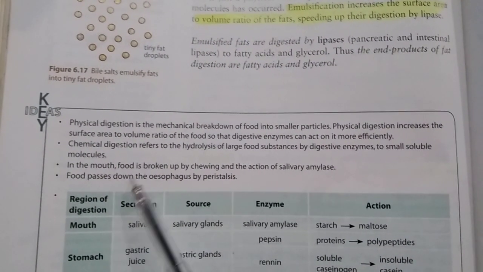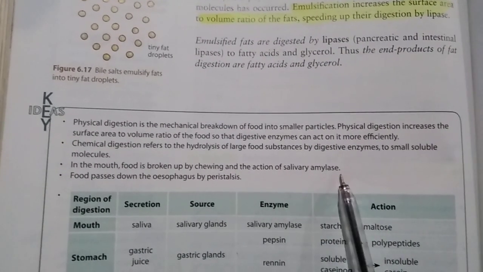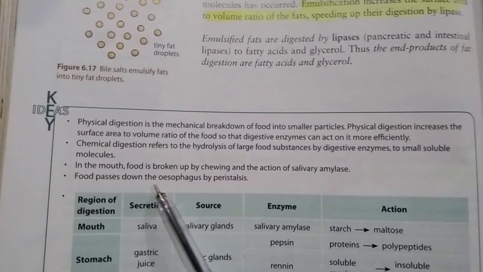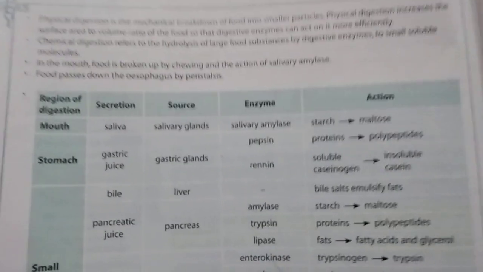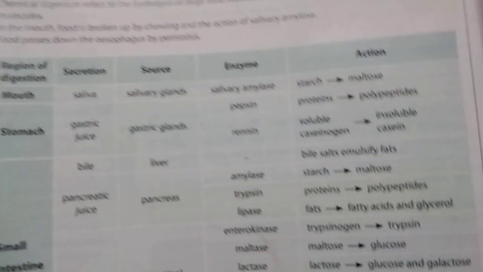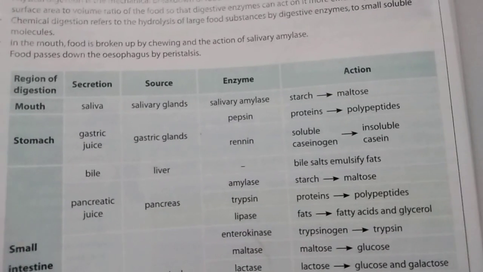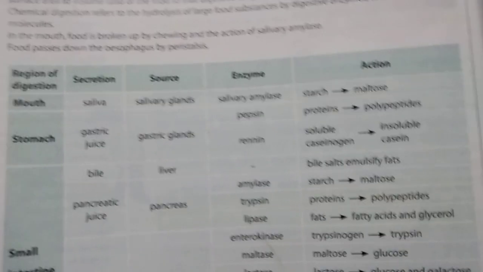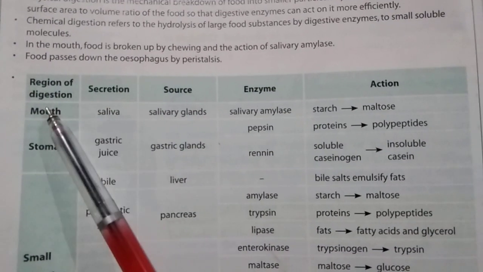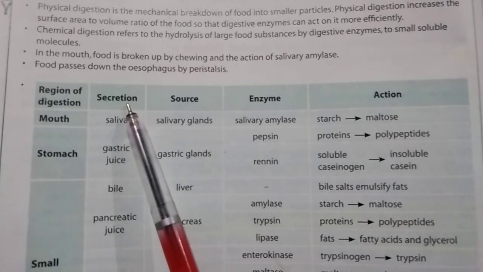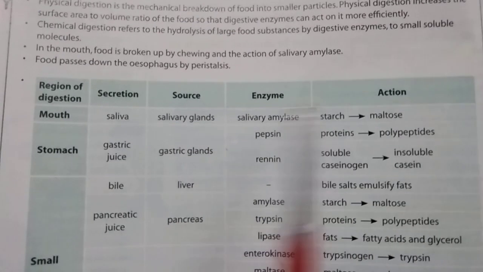In the mouth, food is broken up by chewing and the action of salivary amylase. Food passes down the esophagus by peristalsis. Look at this chart and try to understand the region of digestion, secretion, source, enzyme, and action.